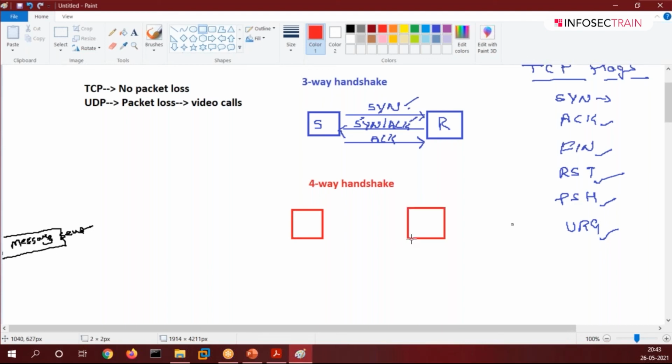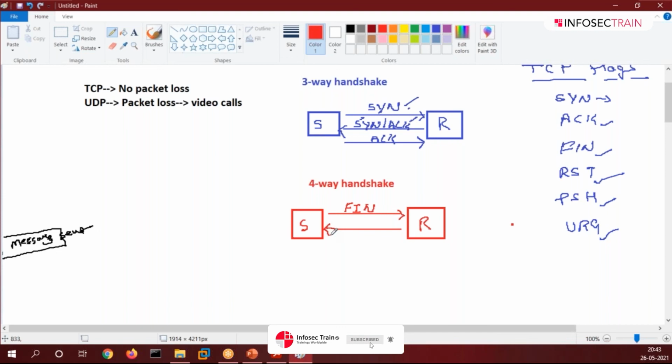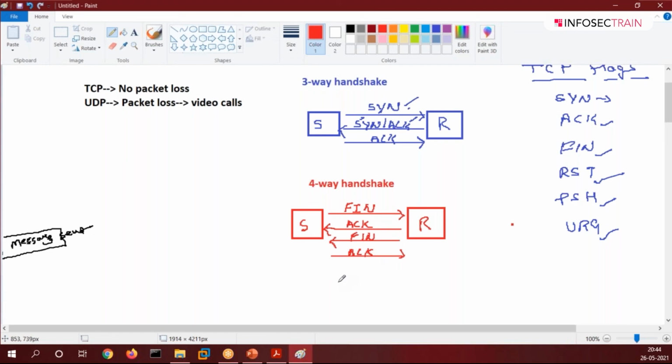Let's say we have your receiver and the sender. This is your sender, this is your receiver. When the data has reached the receiver, how will we close the communication? First, your sender will send a flag for finishing the communication, which is the FIN flag. Then your receiver will send an acknowledgement flag, saying yes, I also want to close the communication, right? Then the receiver will again send a FIN flag for finishing the communication from his side, and the sender will acknowledge that flag with an ACK flag. So that's how your four-way handshake works.